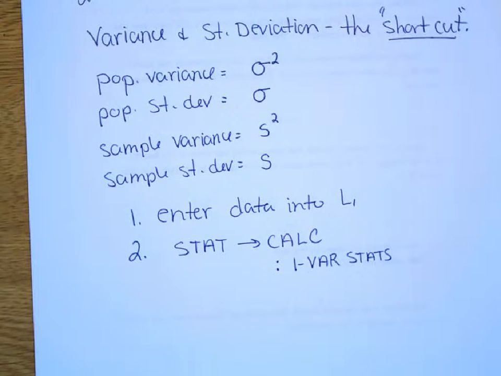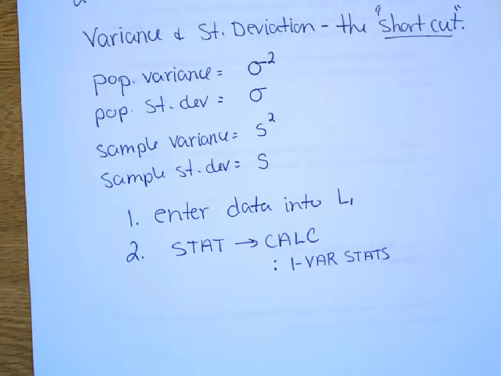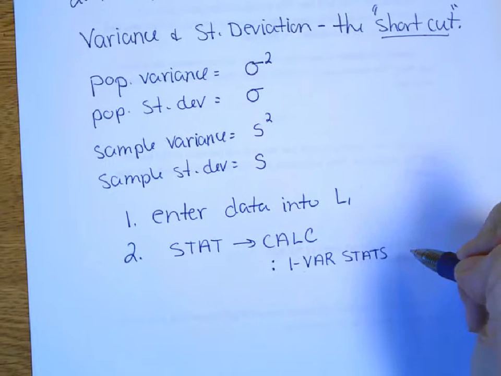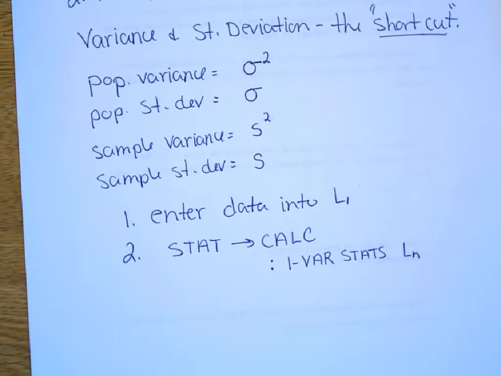So if I press 1-Var Stats, the default is List 1. If you don't put anything in and just hit enter, it'll go to List 1, look at the numbers there, and do all kinds of math with it. If your numbers were in List 2 or List 3, you would have to enter that list number here. But if you don't put a list number in, it automatically defaults to List 1, just as a little time saver.